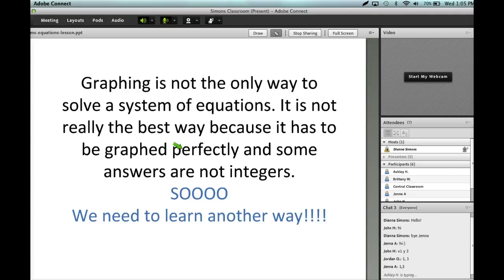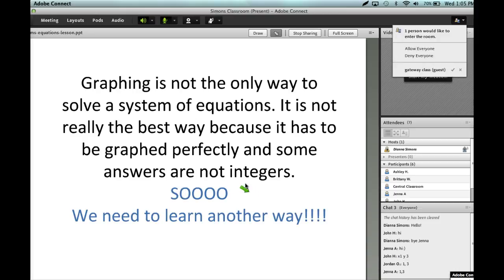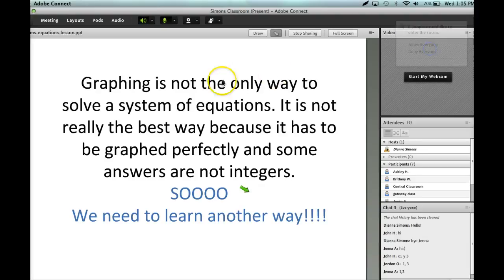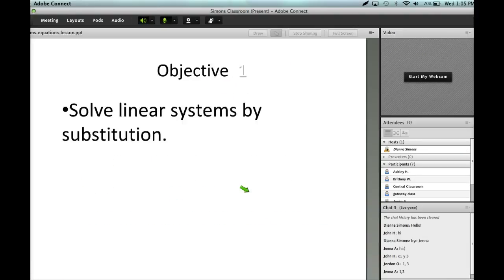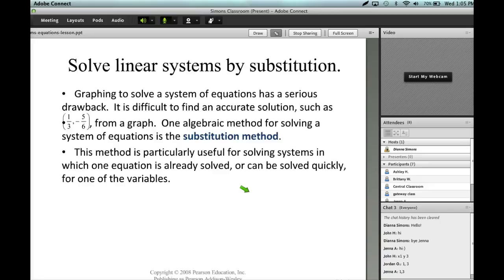So graphing isn't the only way, and it's not really the best way, because you have to have pretty accurate graphs, and not all your answers are going to be integers. And integers, remember, are positive and negative whole numbers. All right, so we're going to learn another way. The next way we're going to learn is substitution. Graphing to solve a system of equations has some serious drawbacks.